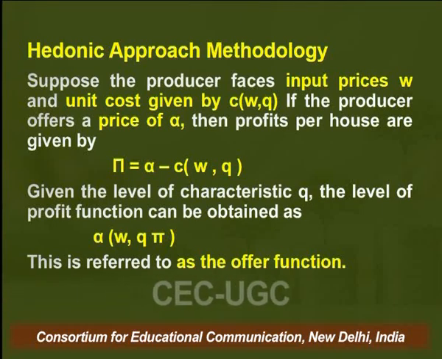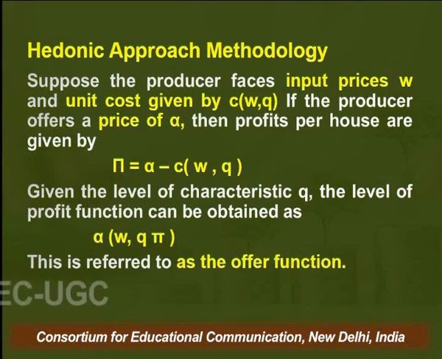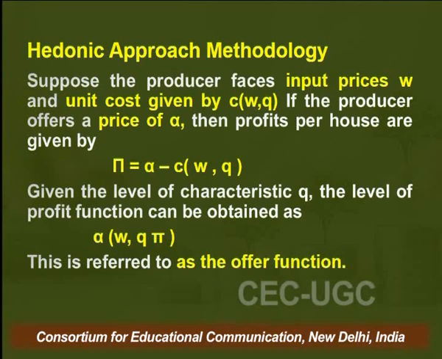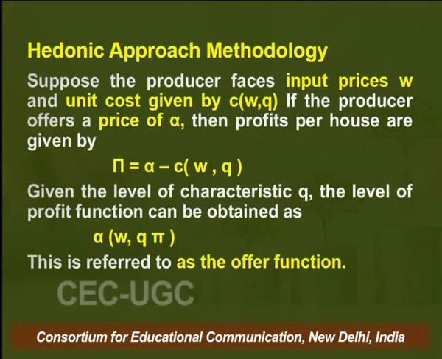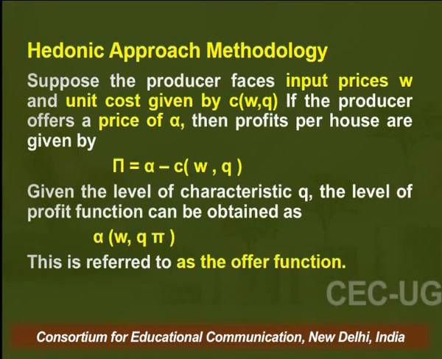From here, if you have fixed a level of profits, you derive alpha. So alpha becomes the offer price of the producer. The producer is ready to offer alpha, which is a function of W, the labor cost, Q, the environmental quality, and pi, a given level of profits. So that's how you derive alpha through the producers, and that is considered the offer price.